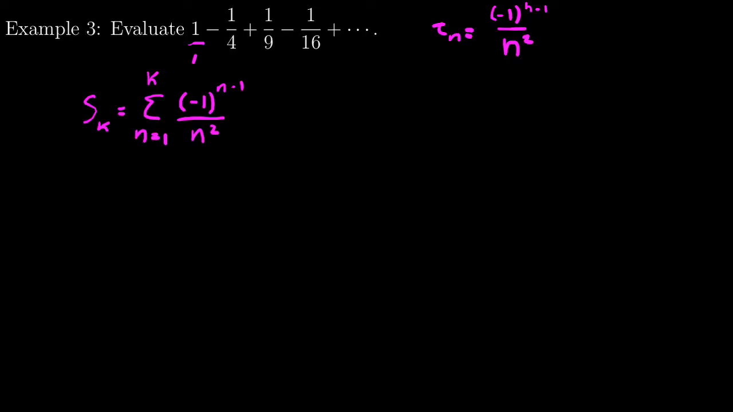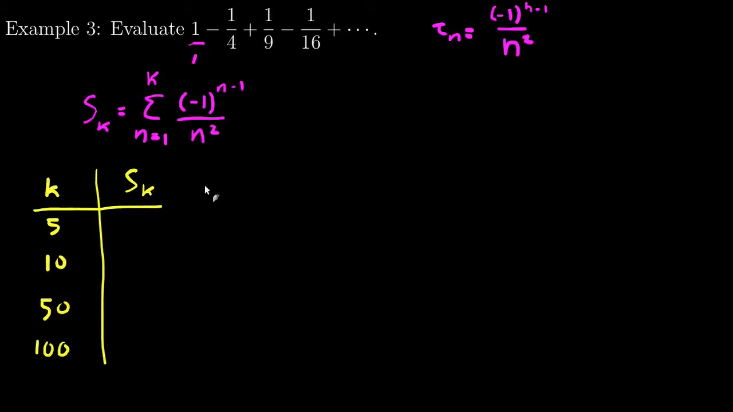And I can just make a little table and see what happens as we approach infinity. That's the best I have for this. So I'll make a table k and s sub k, and I'm just going to try a few things. So I'll try k equal to 5, k equal to 10, and I'll jump up to k equals 50, and I'll do 100. That should actually be enough for this to settle down. Depending on how quickly the sum converges, I might need to go further.